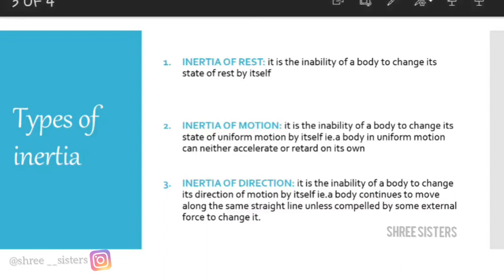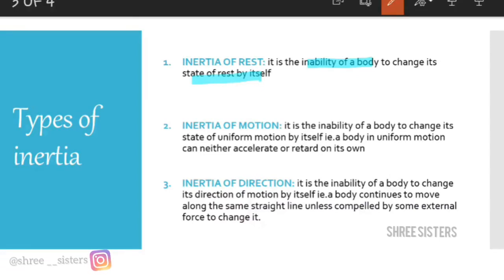So inertia of rest is nothing but the inability of a body to change its state of rest by itself. A body at rest will continue to be at rest until an external force is applied on it. Like a book, as we have used this example before, I use it again. A book is on the table. Unless you put your hand and apply some external force, it won't move. Why won't it move? Because the inertia of rest is acting. Because of the inertia of rest, it won't change itself from rest to motion. This inability is called inertia of rest.